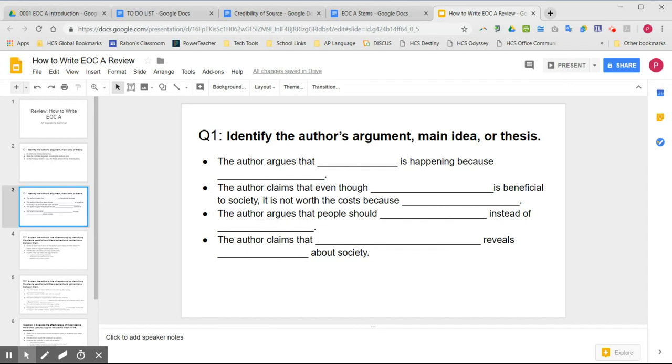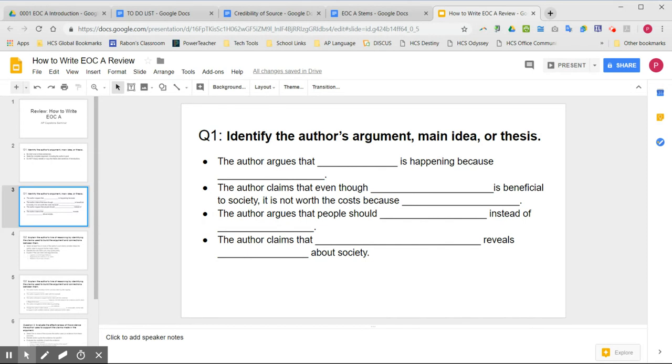The next one: the author claims even though blank is beneficial to society, it is not worth the cost because. Okay, so this might be a case where an author shows how good something is, but there's a cost to society for it. All right, the author argues that people should blank instead of blank. So we're doing A, instead we should be doing B. It'd be good if you can even expand this to say why.